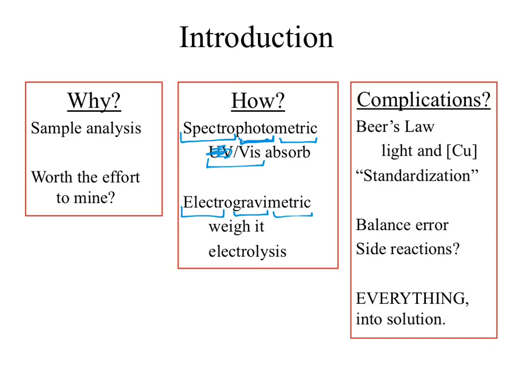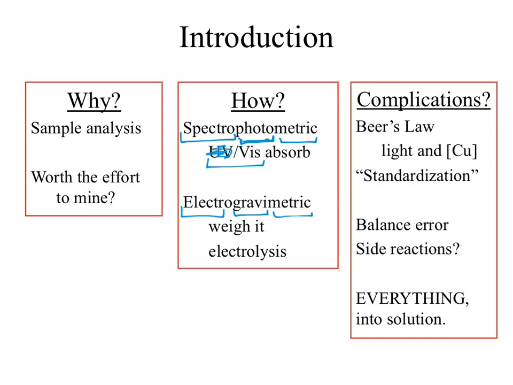So, complications. When we look at the spectrophotometric version of this, what happens? If we shine light at a copper sample, if I put a copper solution up here, what would you expect to see? How would you describe that copper solution? Anybody know? It's colored, it's blue. What happens if I add more copper into that solution? It becomes more blue. So what does that mean? There is a correlation between concentration and the intensity of the color.